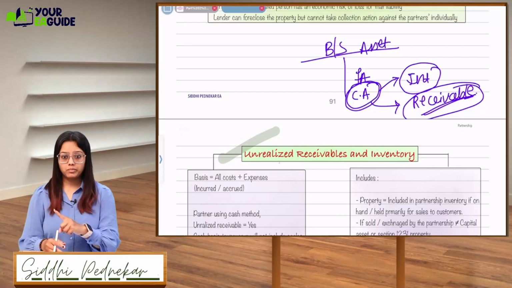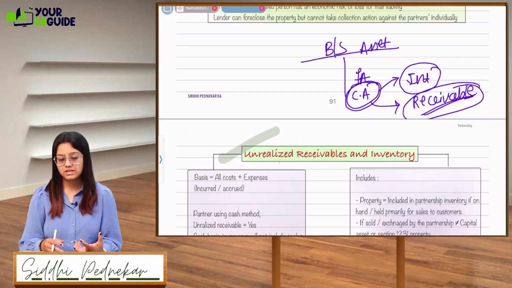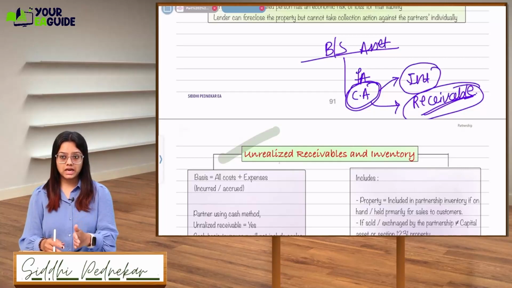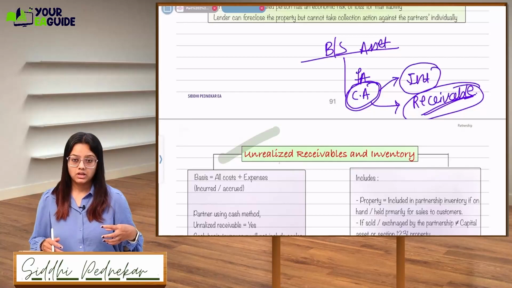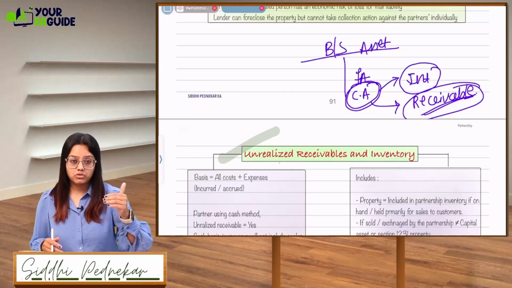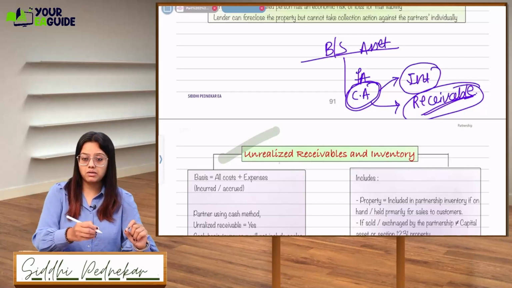For them, there won't be any unrealized receivable or inventory. But if I'm a cash basis taxpayer, I'm not going to record the sale unless and until I sell the goods and I receive the money, right? The day I receive the money, on that day I'm going to record it as my income in my books.